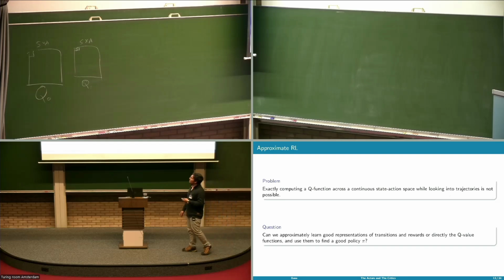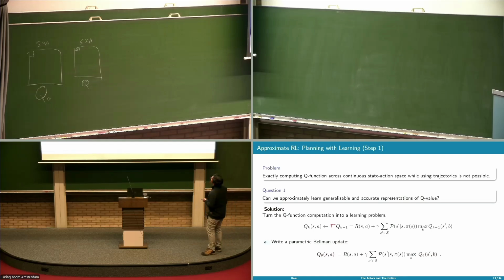So we divide this question into three questions. The first one is, can we approximately learn a generalizable and accurate representation of Q values? First, let's look into this. Can we find good representations of Q values, and how? The first thing you have seen is, what was the Q function computation? It was applying on Q_{k-1} the optimal Bellman operator to get Q_k. That was the principle that we learned from dynamic programming, or from Bellman himself, the Bellman equation.